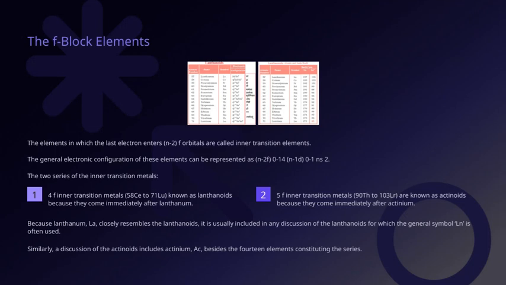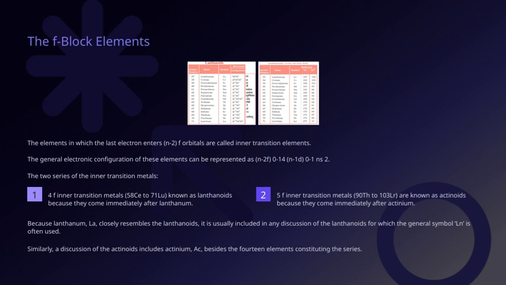Let's talk about the f inner transition metals, specifically those from 90 Th to 103 Lr. These are known as actinoids because they come immediately after actinium in the periodic table. Now, when we discuss the actinoids, we're not just talking about these 14 elements. We also include actinium itself, which has the symbol Ac. It's interesting to note that lanthanum, La, closely resembles the lanthanoids, so it's often included in discussions about the lanthanide series. For simplicity, many refer to the lanthanoids collectively using the symbol Ln.